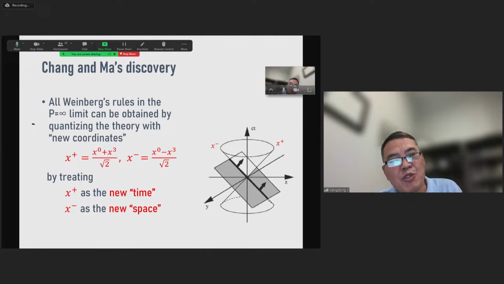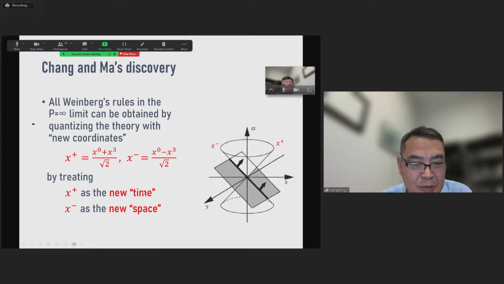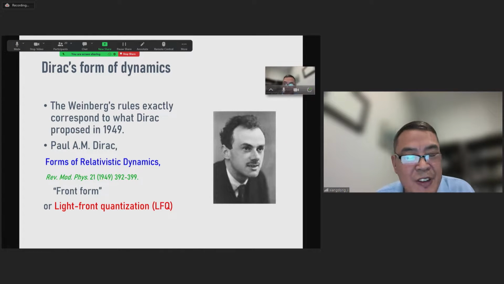Now, an important and interesting discovery by Cheng and Ma is that all Weinberg's rules in the infinite momentum limit can be obtained from quantizing the field theory with the new coordinates, x plus and x minus, which are two light-cone directions, once you have a direction of travel at the speed of light, and time. And so all you need to do is to treat x plus as a new time and x minus as a new space. And this, in fact, is what's called the Dirac form of dynamics.